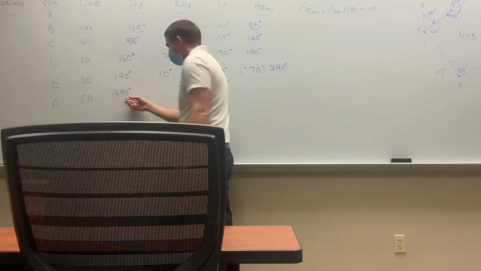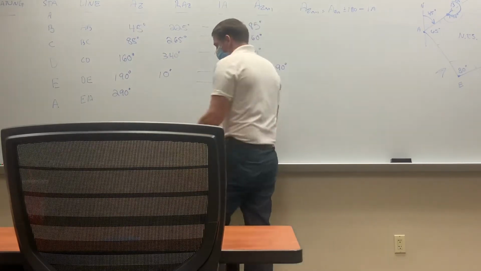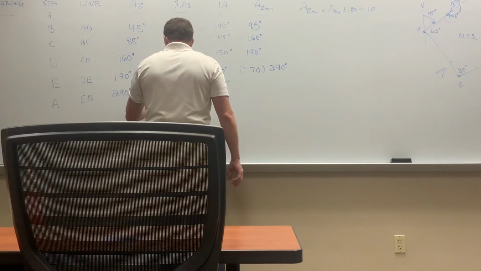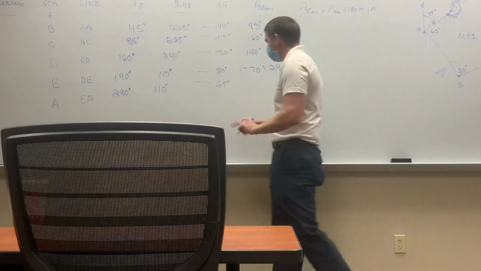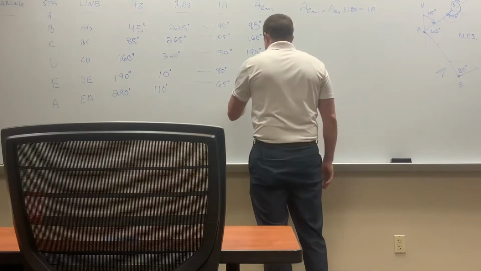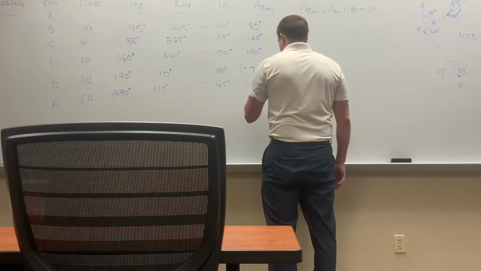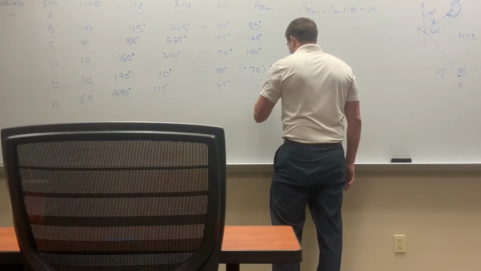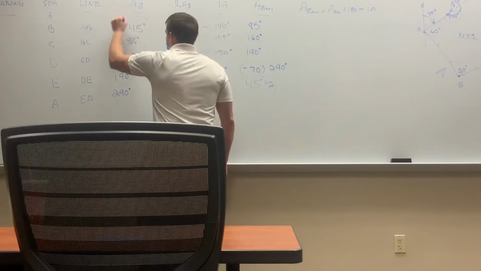290. I'm going to add or subtract 180. Subtract, leaves me with 110. 110 minus 65 equals 45 degrees. This and this.